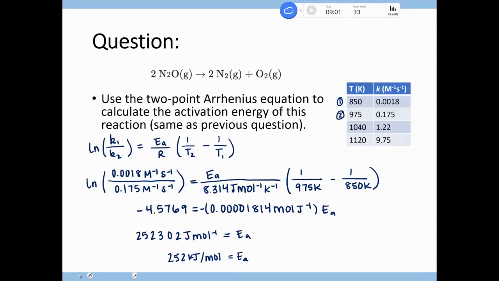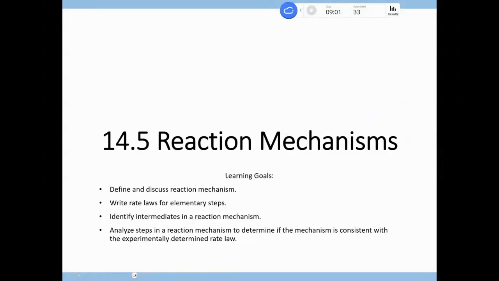Okay, let's go to 14.5. So this is about reaction mechanisms. We'll define what a reaction mechanism is and elementary steps, which are reactions within a reaction mechanism. We'll talk about a bunch of different properties for these.